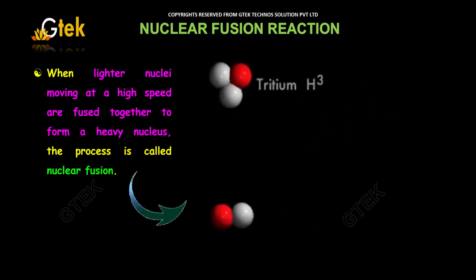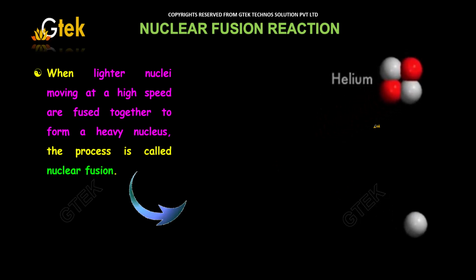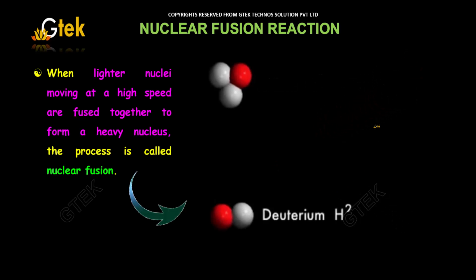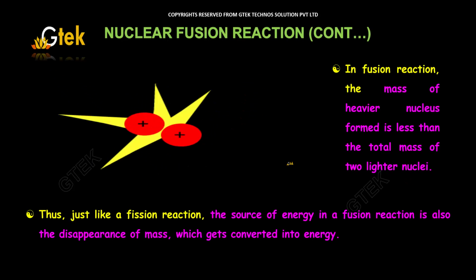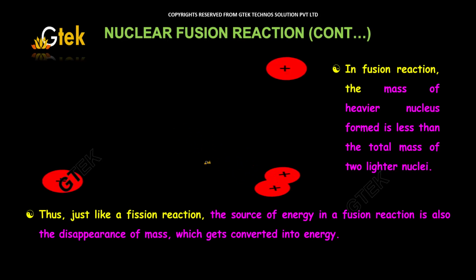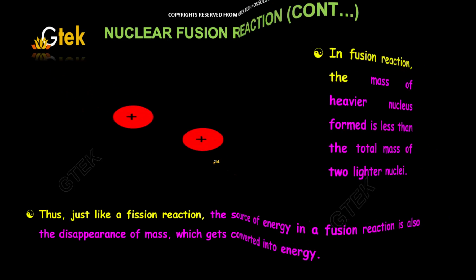So nuclear fusion reaction. When lighter nuclei moving at a very high speed fuse together to form a heavy nucleus, this process is called nuclear fusion. In fusion reaction, the mass of the heavier nucleus is less than the total mass of the two lighter nuclei. Thus, just like a fission reaction, the source of energy in a fusion reaction is also the disappearance of mass, which gets converted into energy.